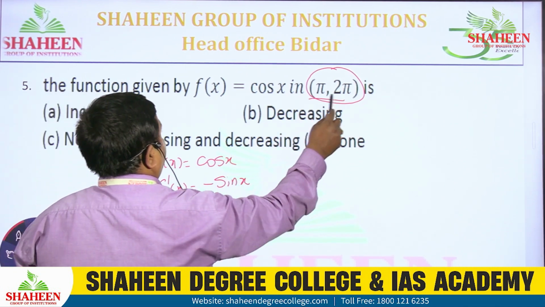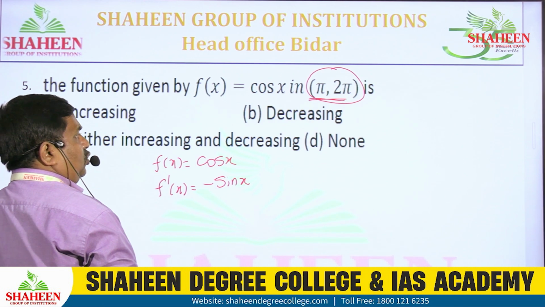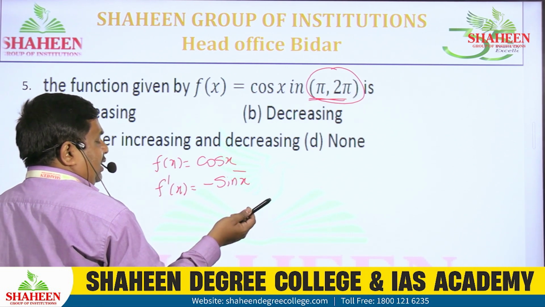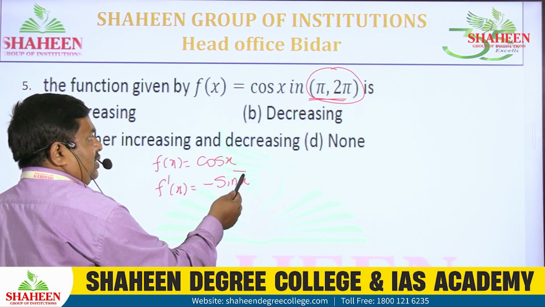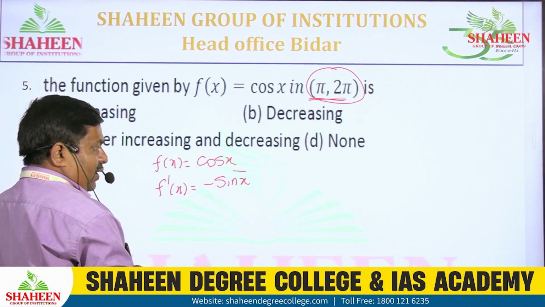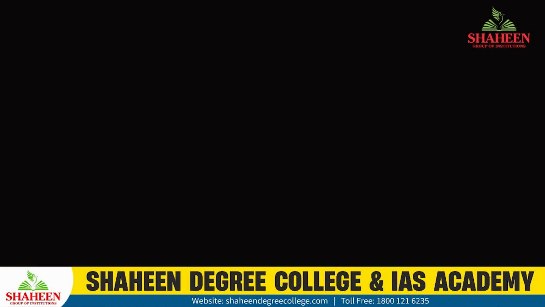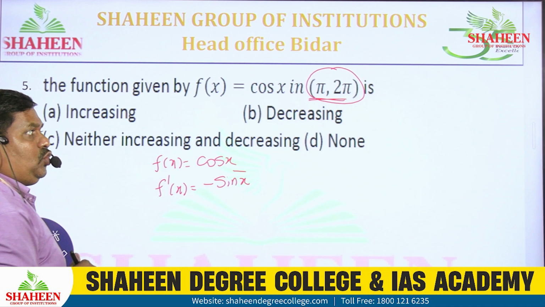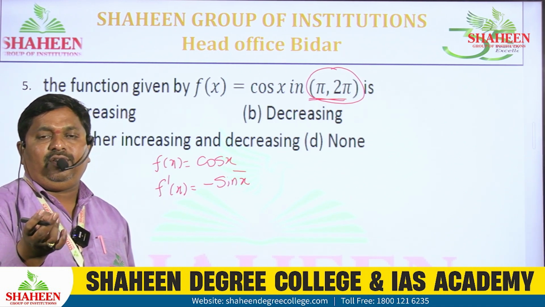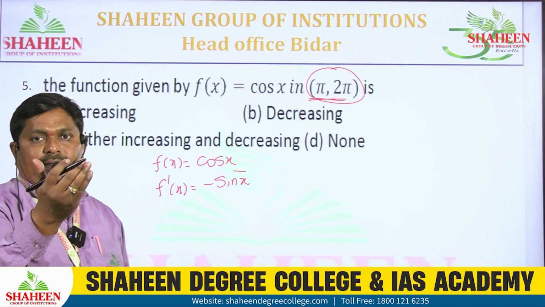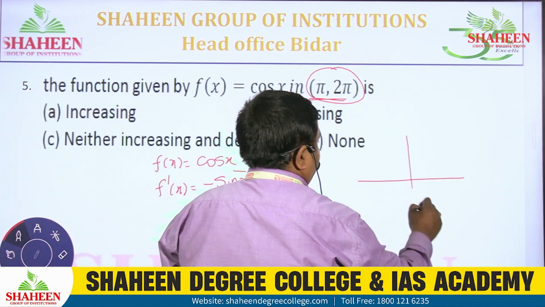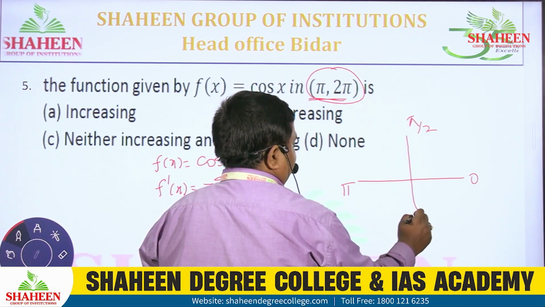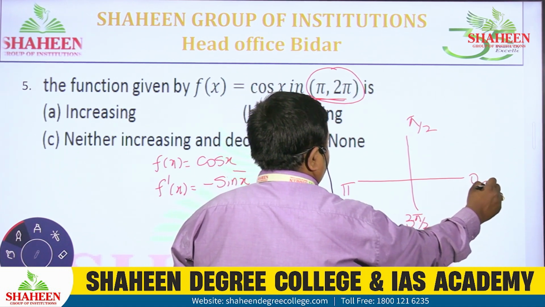In this interval pi to 2 pi, if this derivative is positive, then it is an increasing function. If this first derivative is negative, then it is a decreasing function. Okay, so let us check by substituting any one of the angles from pi to 2 pi. At pi to 2 pi, this is the third quadrant and fourth quadrant. This is 0, 90 degree, 180 degree, 270 and 360.